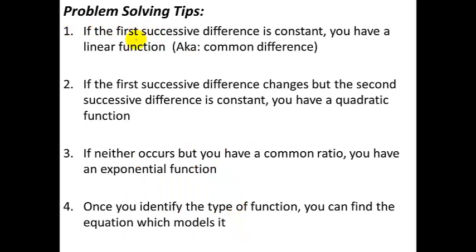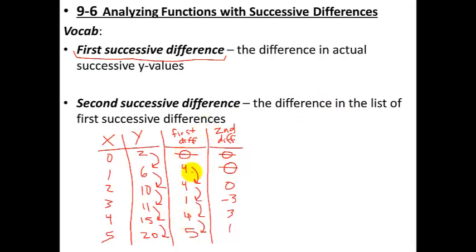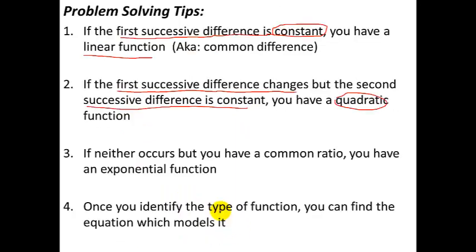Problem-solving tips. If the first successive difference is constant, that means you're getting the same value every time. What you have then is a linear function, just like we learned about before with a common difference. So that one's something we've covered before. If the first successive difference is changing, but the second successive difference is constant, then you have a quadratic function. With a quadratic function, let me go back a slide. These would all be different, but this one would all be constant. It would have been the same number every time. If that happens, then you have a quadratic function, aka a parabola.